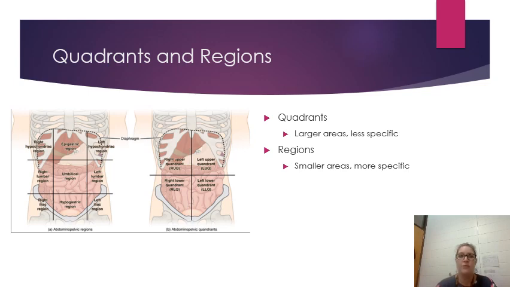Now, if you're getting into regions, which will more specifically tell you where some of the organs are, you've got the right hypochondriac region, the epigastric region, the left hypochondriac region, right lumbar, umbilical, left lumbar, right iliac, hypogastric region, and left iliac region.